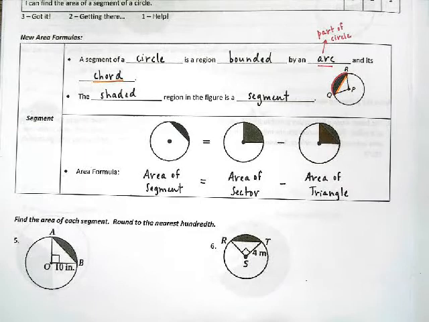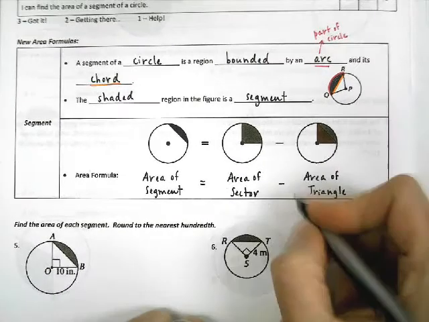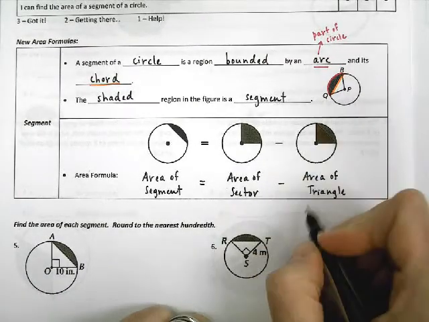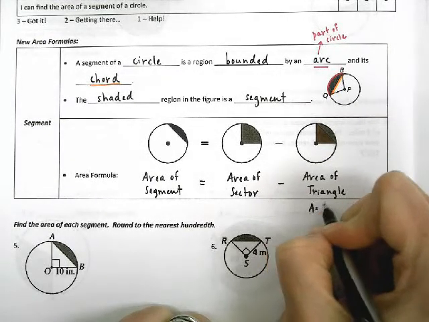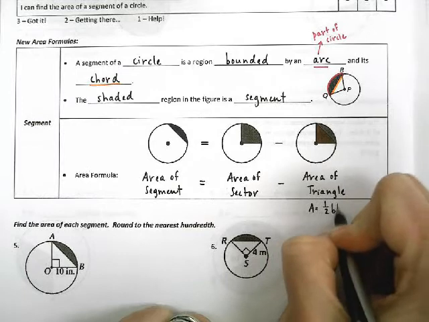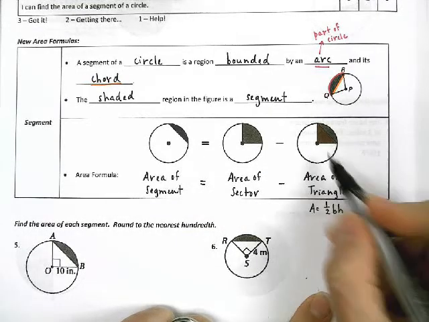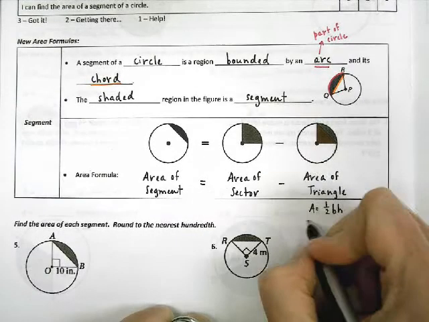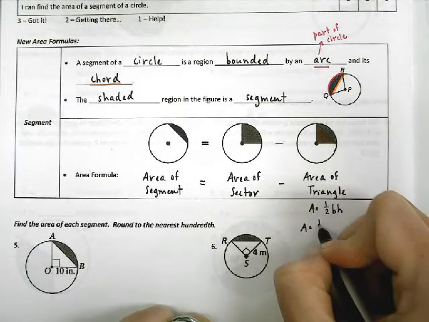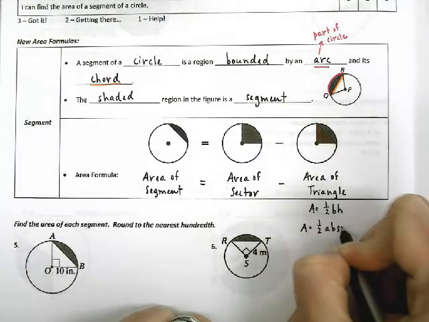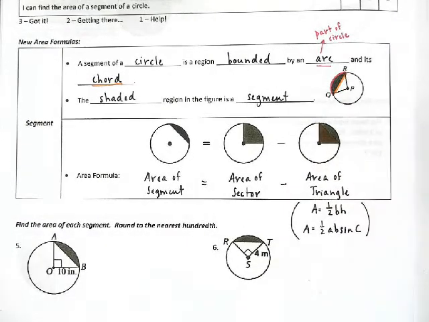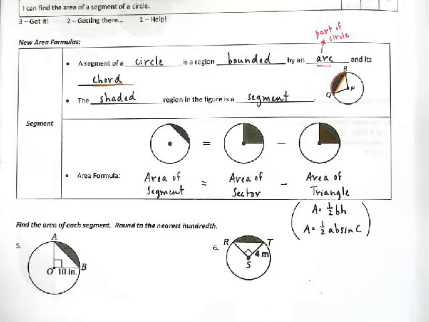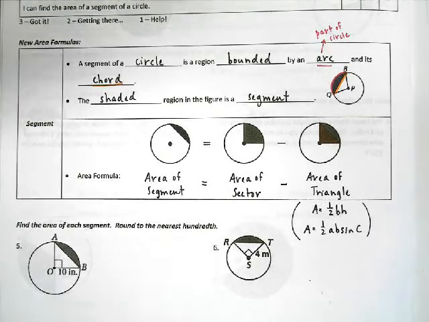Now, for the triangle, we could be using one of two formulas. If we know that central angle is a right angle, so in other words, we have a right triangle, we might be using area equals 1/2 base times height. If we don't have a central angle that's 90 degrees, remember we have our 1/2 AB sine C. So we're going to be using one of those two formulas depending on what our example or our problem looks like. So let's go ahead and look at number 5.